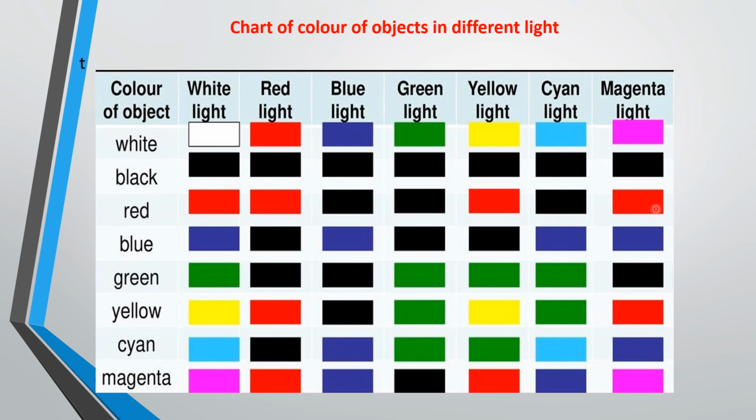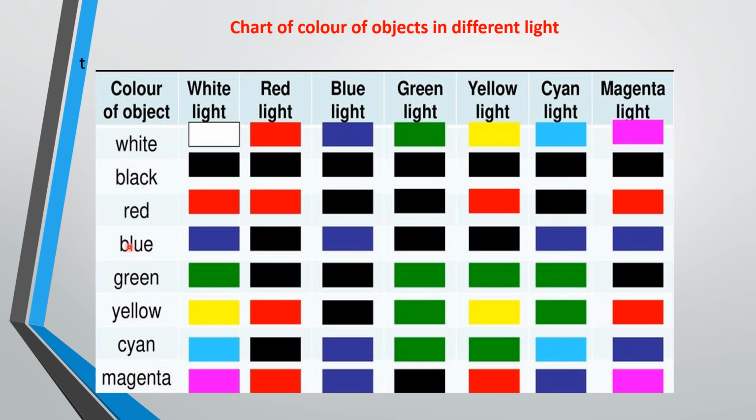Magenta. Red is a component of magenta, because we know that red plus blue will give you magenta. So red is a component of magenta, so it will appear red.